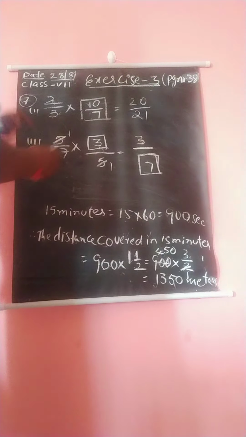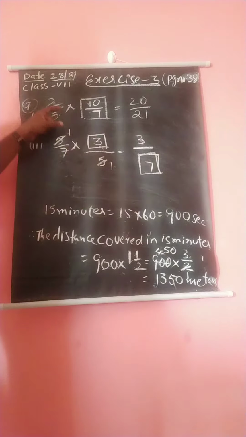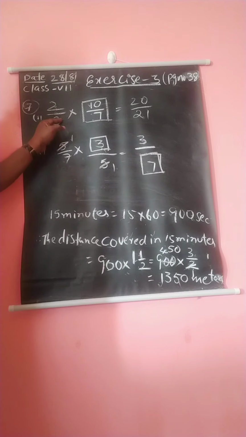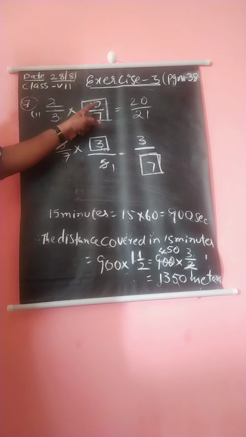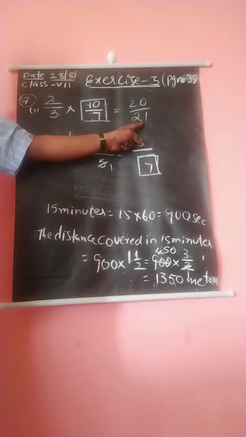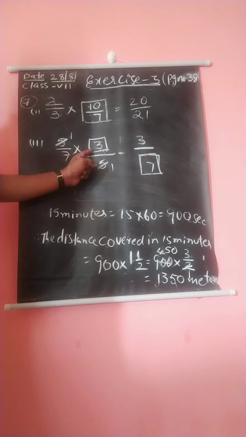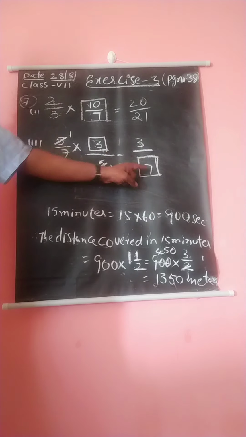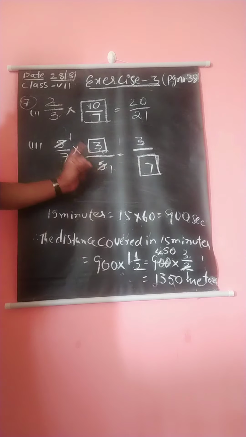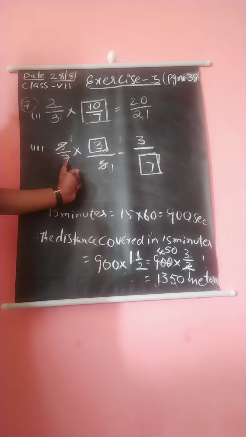Next exercise, Exercise 4. Okay, children. This is one. Our understanding of 2 by 3: what fraction should multiply with 2 by 3 to get 20 by 21? 10 by 7. And like that 5 by 7: what should multiply to get 3 by 7? So 5 cancels. That means 1 3s are 3, 7 1s are 7.